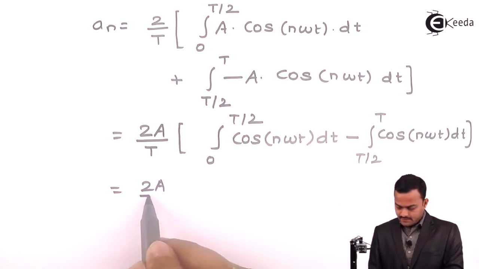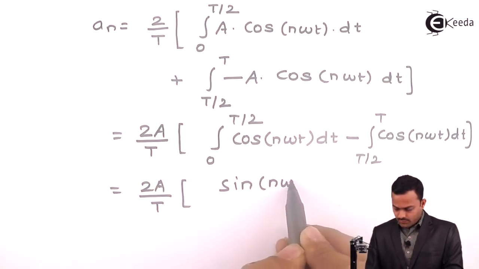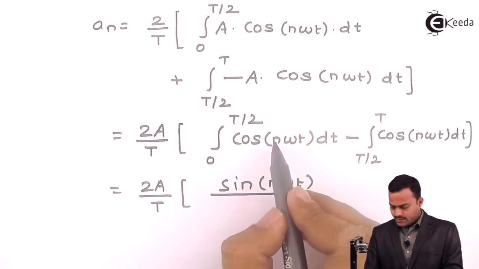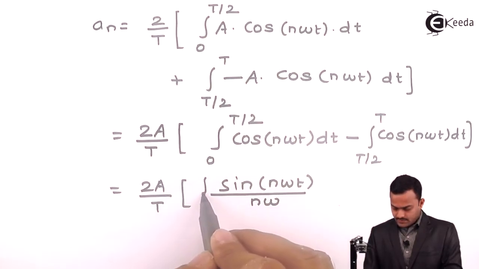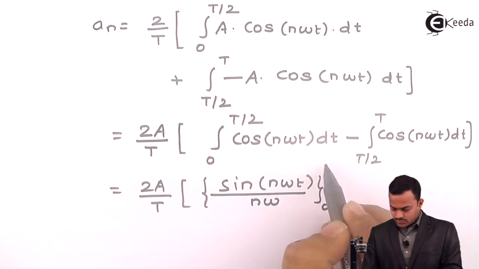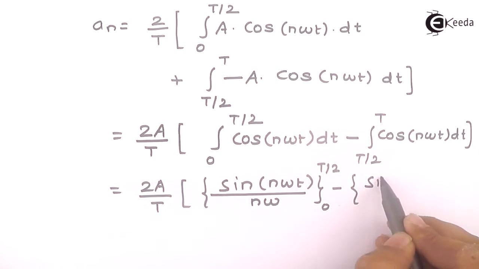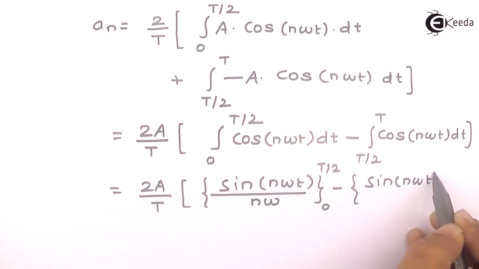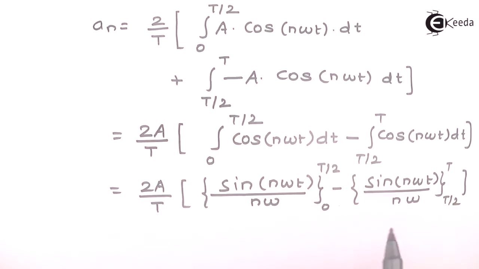Integration of cos is sine, so we'll get sine n omega t divided by the derivative of this term with respect to t, which is n omega, and the limits are 0 to T by 2. Same way over here also, sine n omega t divided by n omega, limits are from T by 2 to T. So if you apply the limits, before that let's take this n omega common.